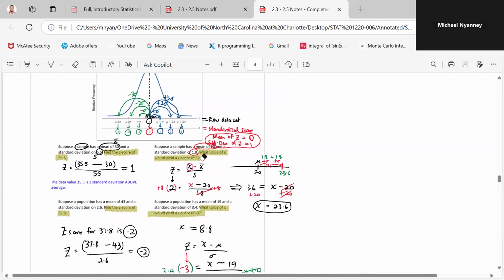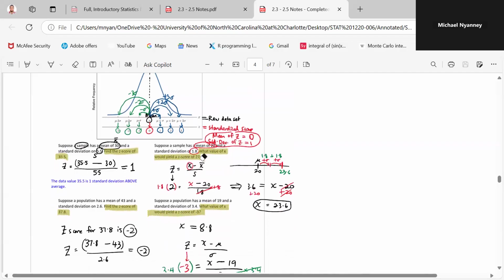So suppose we have a sample. Suppose a sample has a mean of 30 and a standard deviation of 5.4, find a z-score of 35. So you want to find how many standard deviations we can go above or below the mean to get to 35. So z is equal to 35 minus the mean, that is 30, all over 5.5, and that gave us 1. So it implies that if you go one standard deviation, since z is positive, you go one standard deviation above the mean, then you're going to get to what? 35.5. That's the whole concept of it.